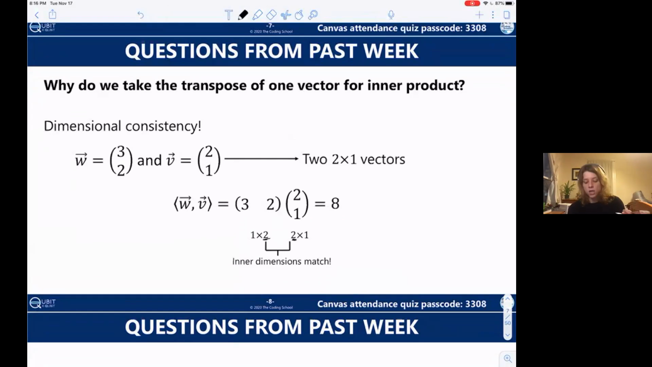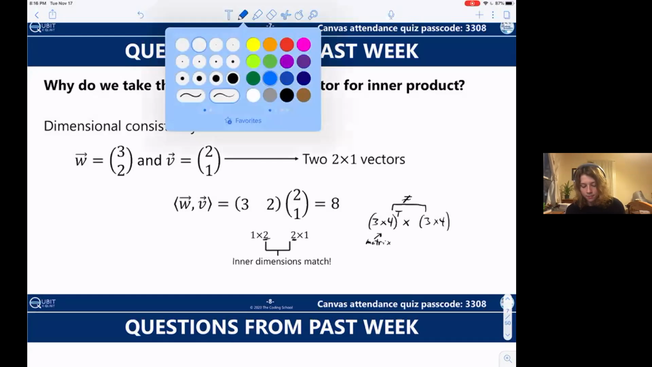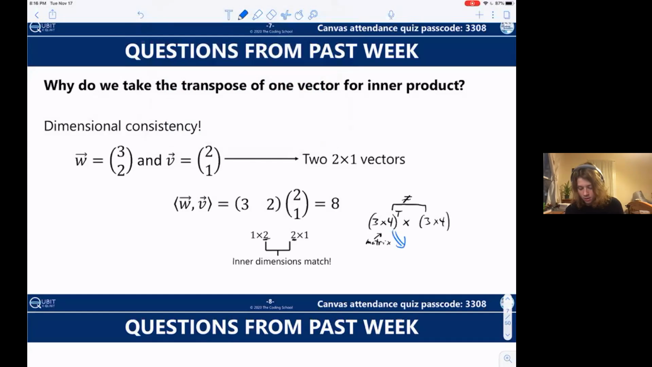So if instead you had two 3x4 vectors, or 3x4 matrices, these don't match. These are not equivalent. So you would need to take the transpose of this one to multiply the two, because when you take the transpose, you functionally invert the two values. So this transpose is 4x3.